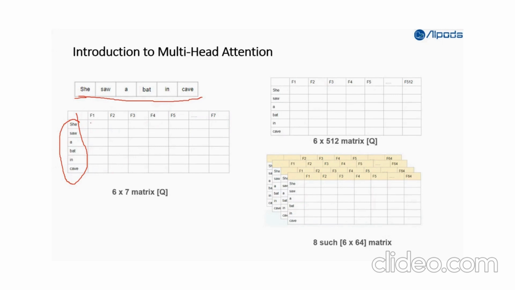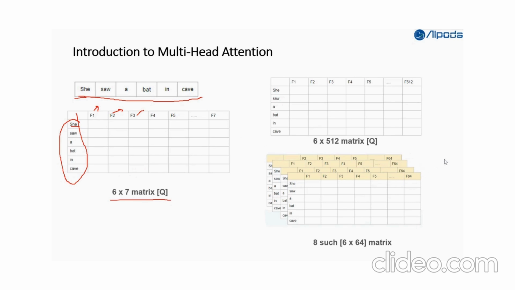So F stands for feature one, feature two, feature three. This could be anything. Feature one could be, let's say, noun. Feature two could be, let's say, name of the place. Feature three could be any other part of speech, and so on, right? So every word is mapped to these features corresponding to their properties. You can see this is in the format of a 6x7 matrix.